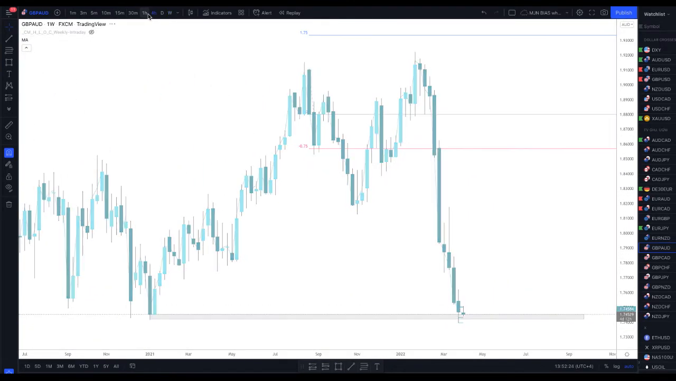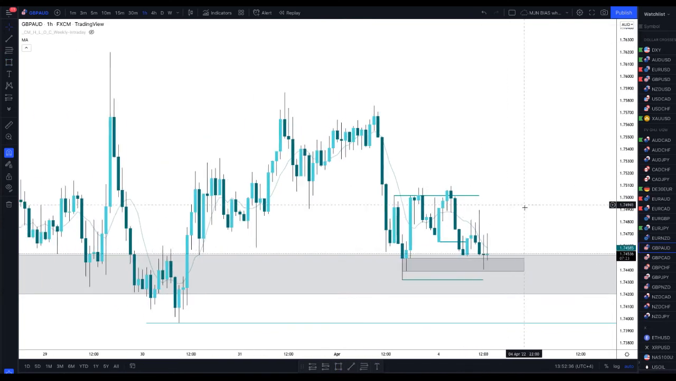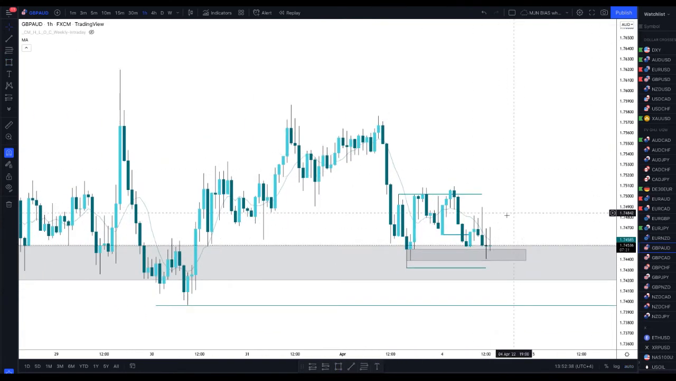If I just jump onto the 1 hour, we're already wicking these regions here. So I do like this downside pressure. The only problem is with selling at a point like this, okay? And I'm not saying it's not necessarily the right thing to do because everything lines up quite nicely. We're getting the wicks up here. So I do expect that push to the downside from here.